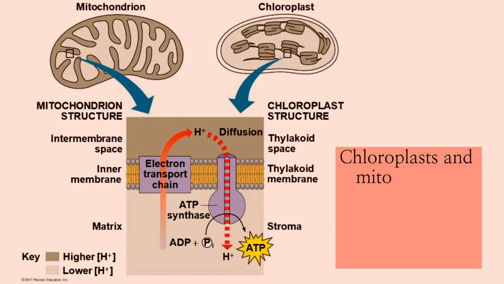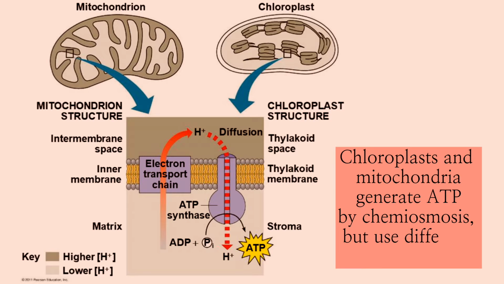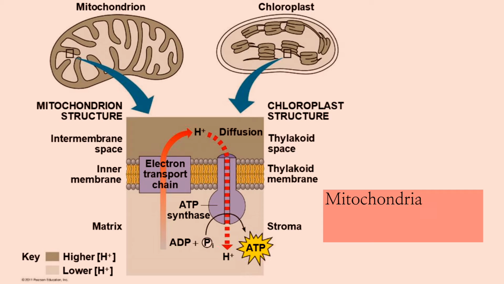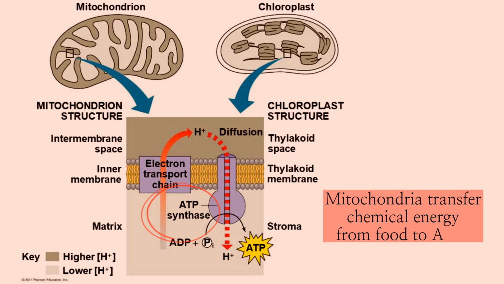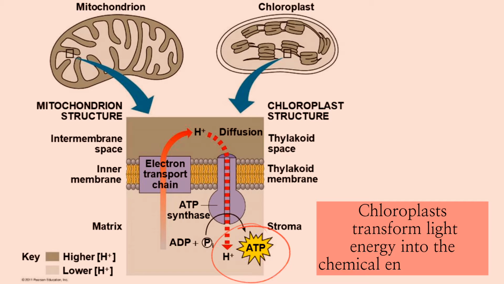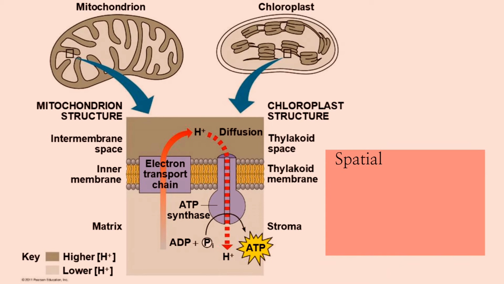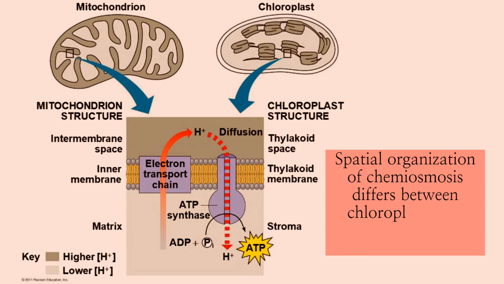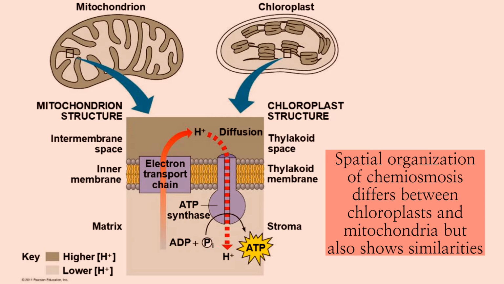Chloroplasts and mitochondria generate ATP by chemiosmosis, but use different sources of energy. Mitochondria transfer chemical energy from food to ATP, while chloroplasts transform light energy into the chemical energy of ATP. Spatial organization of chemiosmosis differs between chloroplasts and mitochondria, but also shows similarities.